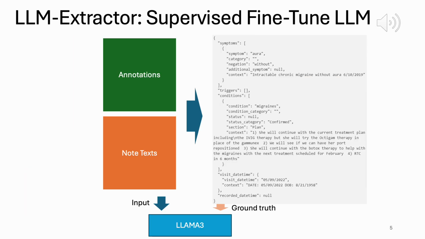For the second step, supervised fine-tuning the LLM, we have the annotations and the note text, and we take these as input to feed to Llama 3. Then we have the ground truth label. This is the ground truth used when we train the model.